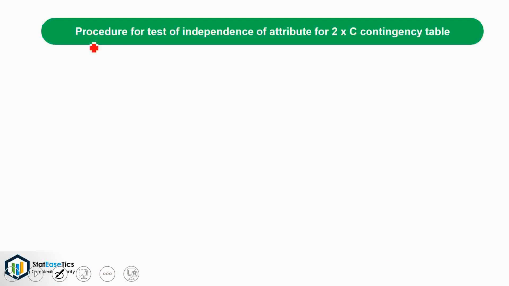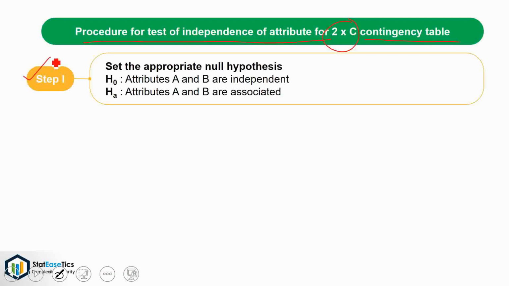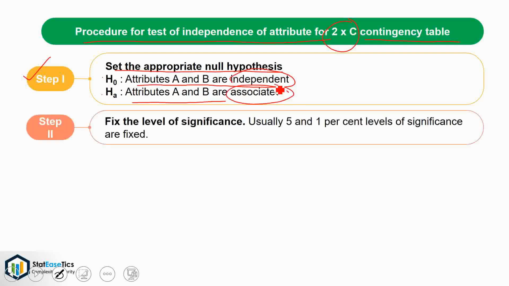Now let's see the procedure for test of independence of attributes for 2 cross C contingency table in stepwise manner. The first step is the same, that is, set the appropriate null hypothesis H0 as attributes A and B are independent, and alternative hypothesis attributes A and B are associated. Step 2 is fix the level of significance, that is usually 5 or 1%.